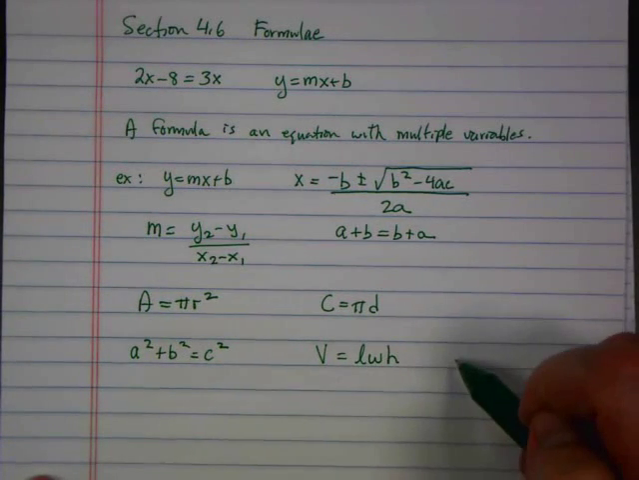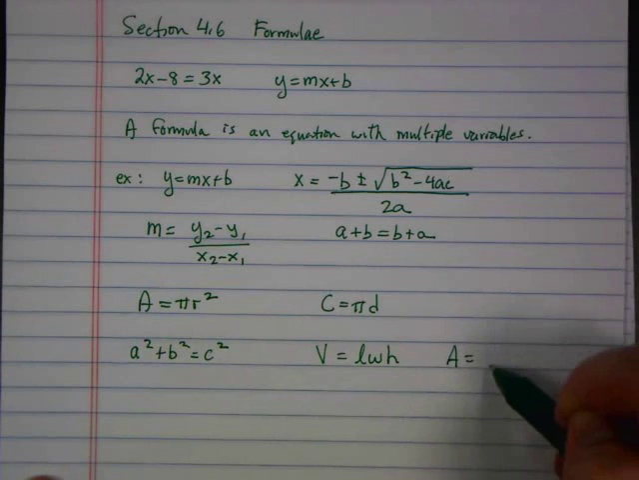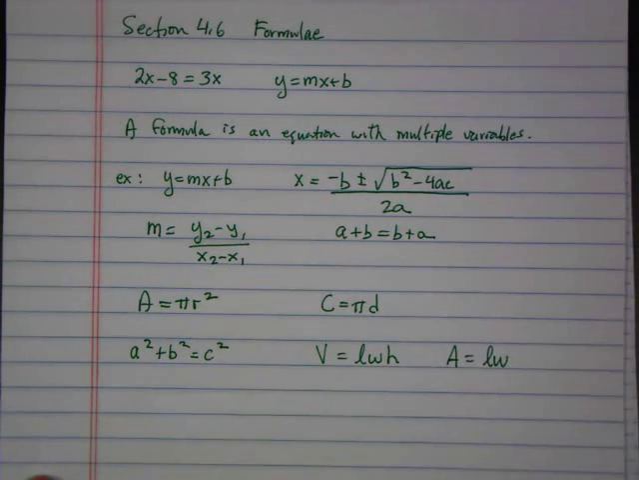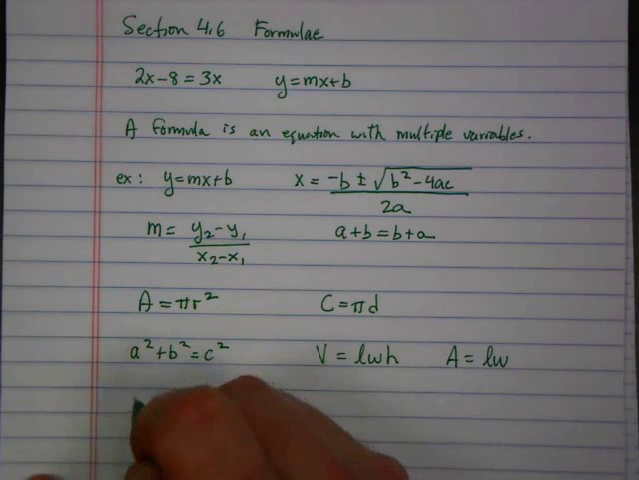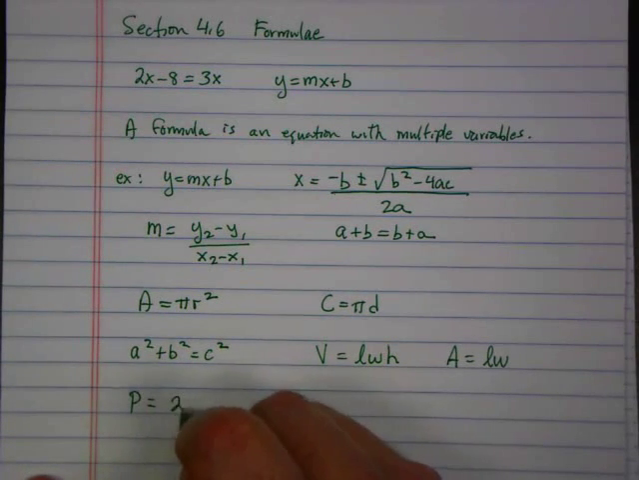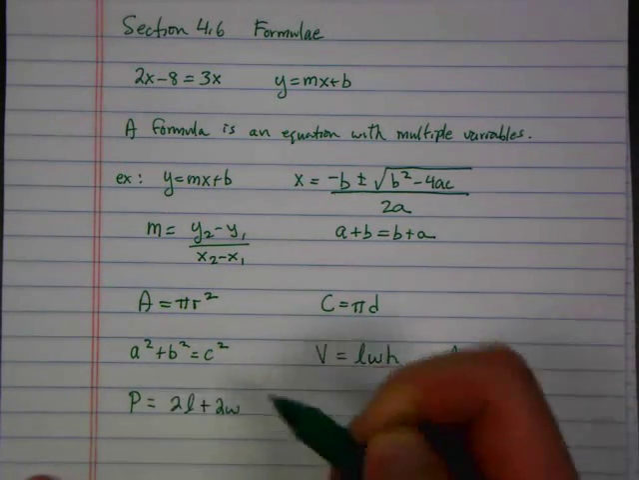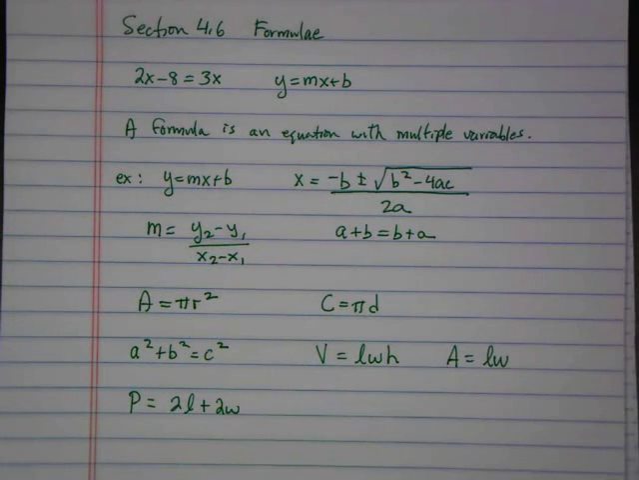How about area of a rectangle? Length times width. How about perimeter? L plus L plus W plus W. Okay, so that's usually written as 2L plus 2W. It's the distance all the way around. That's the perimeter of a rectangle.